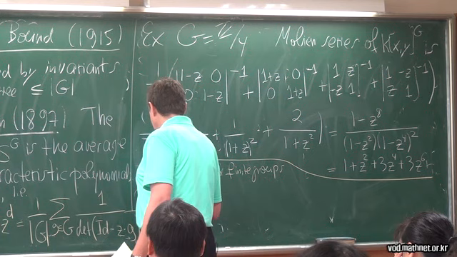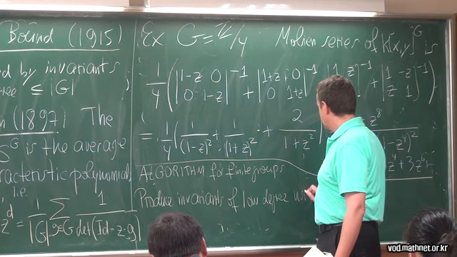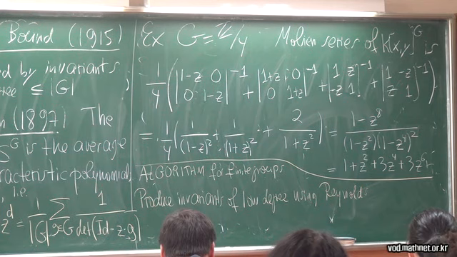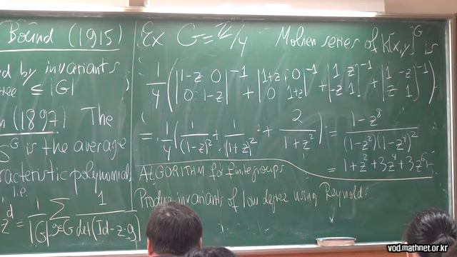So you produce invariants of low degree using the Reynolds operator. Okay, so you just start. Let's say, let me produce all invariants up to degree at most 3, right? Well, you just make a list of all monomials, you put a star on everything, and you certainly get a generating set for the vector space of all invariants of at most that degree. Okay, so let's get started with that.